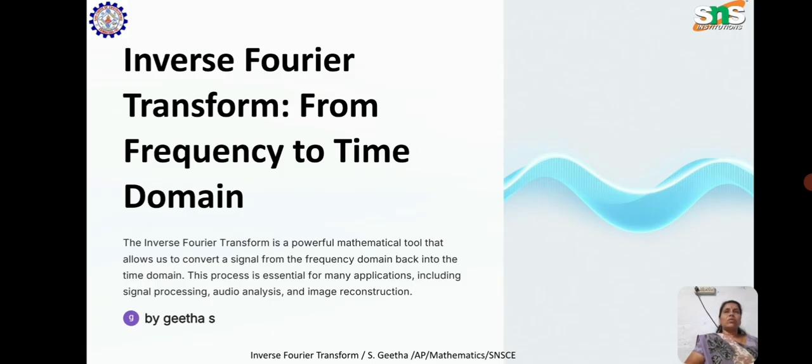In this session, we are going to discuss the inverse Fourier transform from frequency domain to time domain. The inverse Fourier transform is a powerful mathematical tool that allows us to convert the signal from the frequency domain back into the time domain. This process is essential for many applications including signal processing, audio analysis and image reconstruction.